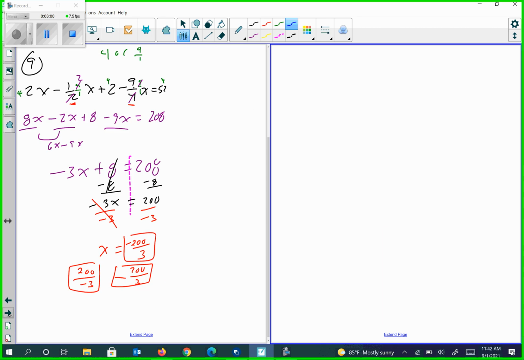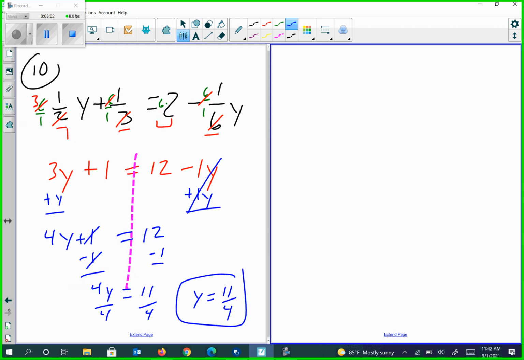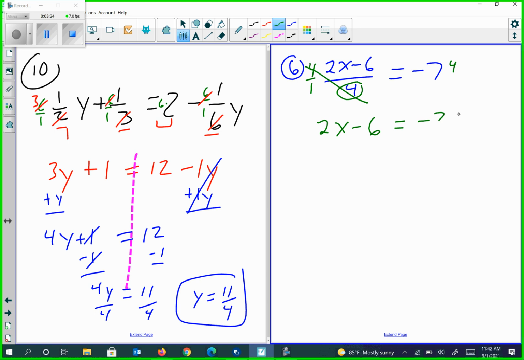Now let's keep the split screen going so you can still see number 9 or number 10, I guess. Number 6, 2x minus 6 over 4 equals negative 7. Let's multiply both sides because this is my only denominator. So if I multiply this side by 4 over 1 and this side by 4, those cancel, leaving me 2x minus 6 equals negative 28.